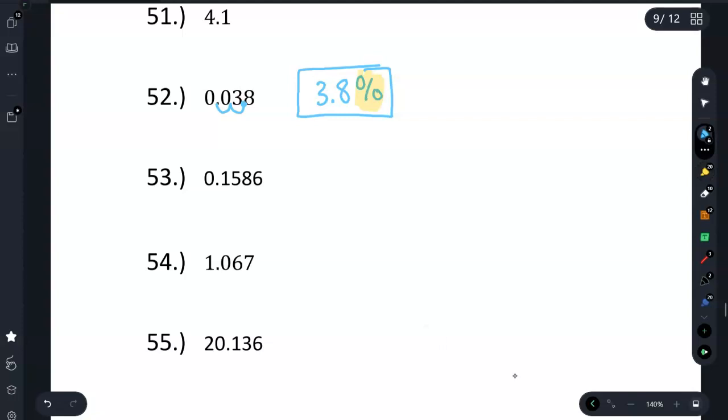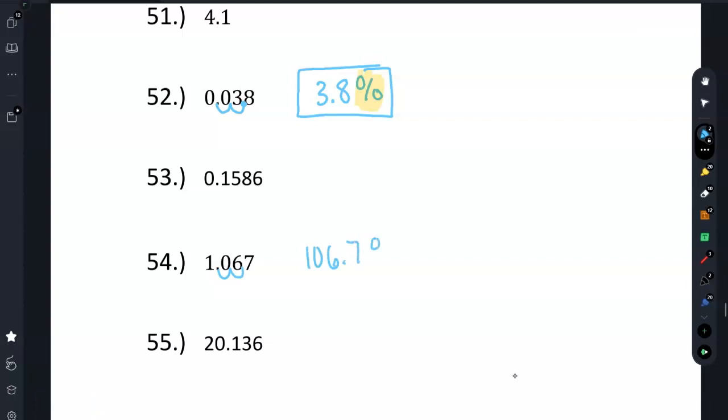So 1.067, I'm going to move it 2 times to the right. So that gives me 106.7%. And that's how we would convert from a decimal to a percentage.